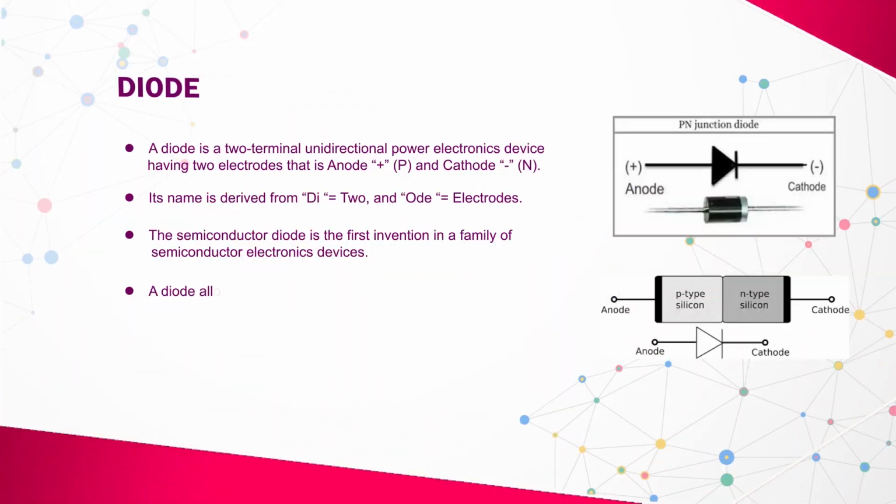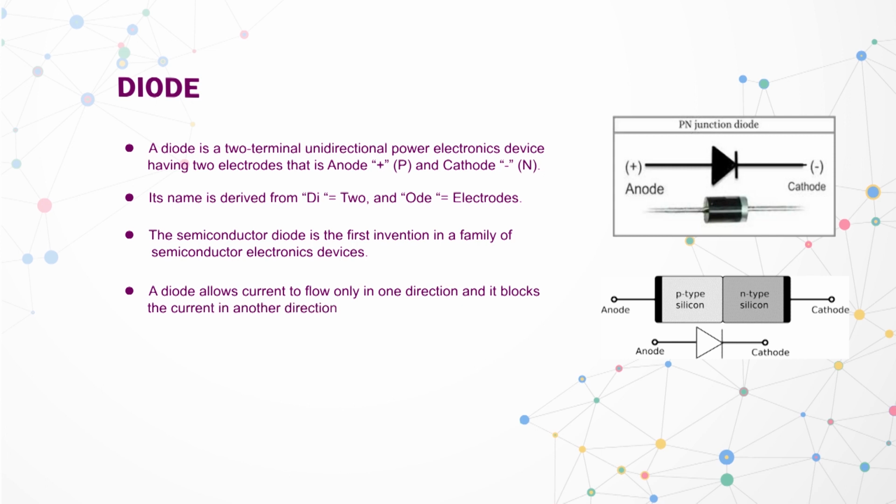A diode is a device which allows current to flow only in one direction and it blocks the current in another direction. That means, if we provide a voltage source with the diode, it allows the current to flow in only one direction and it blocks the current in the opposite direction. So, from this we can conclude that it offers a low resistance, or ideally zero resistance, in one direction, and secondly it offers high resistance, or ideally infinite resistance, in the other direction.